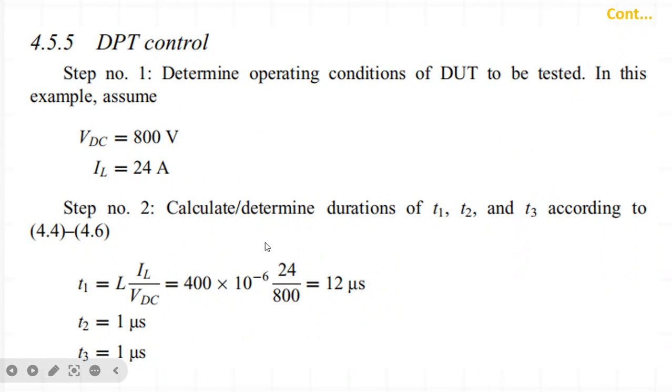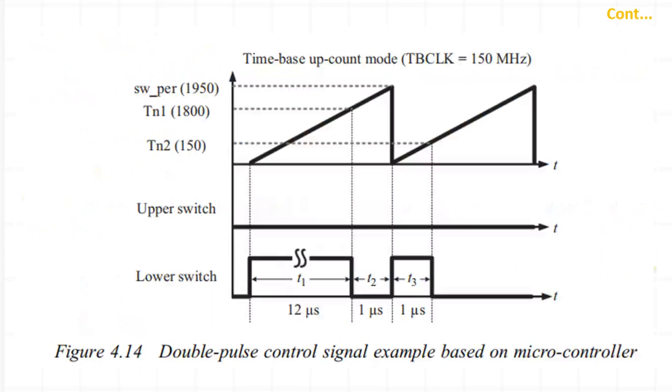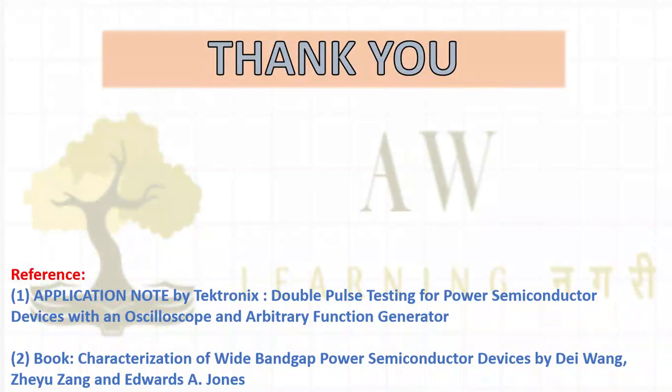So with this we have calculated T1, T2, T3 also, and we can generate the pulse and give it to our setup, right? So this is how it is shown: the double pulse control signal based on a microcontroller. So this is how we will give it. This is 12.11 microsecond. So this is how we will generate it and give it to our system. So with this I conclude this lecture.